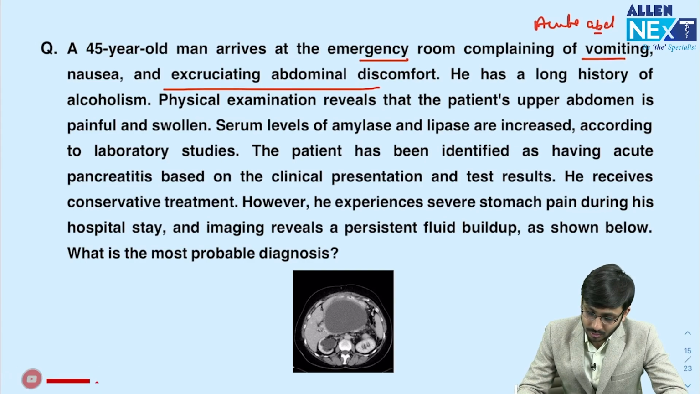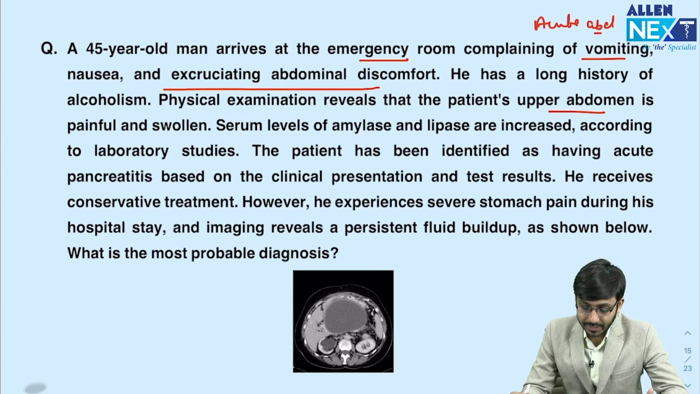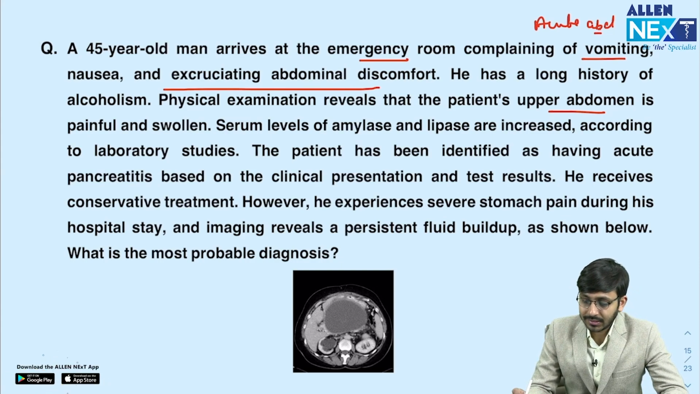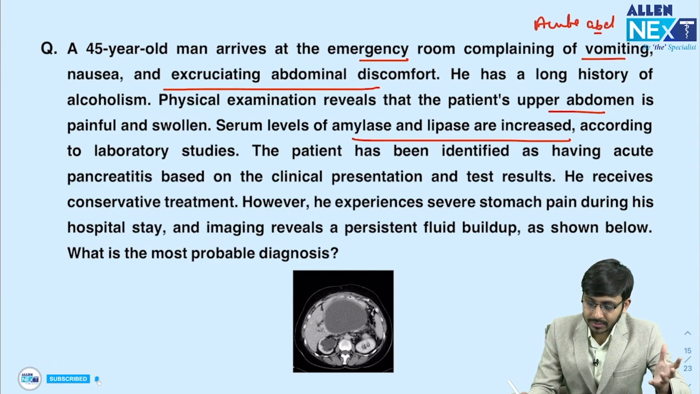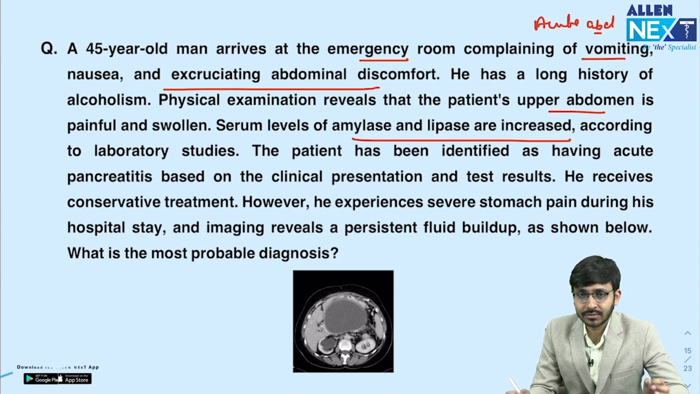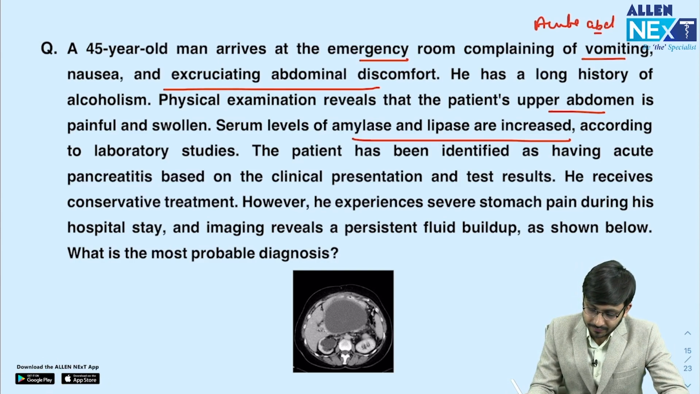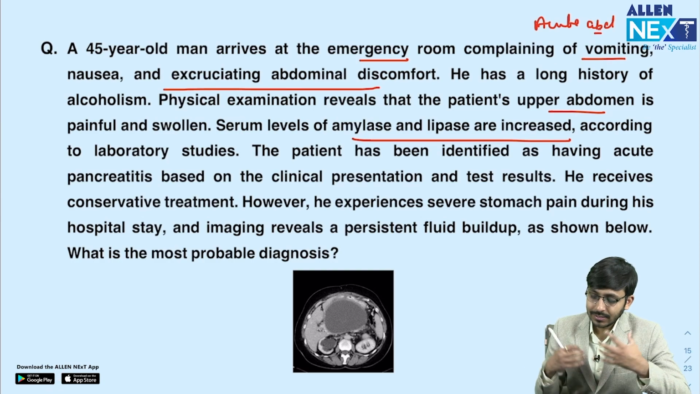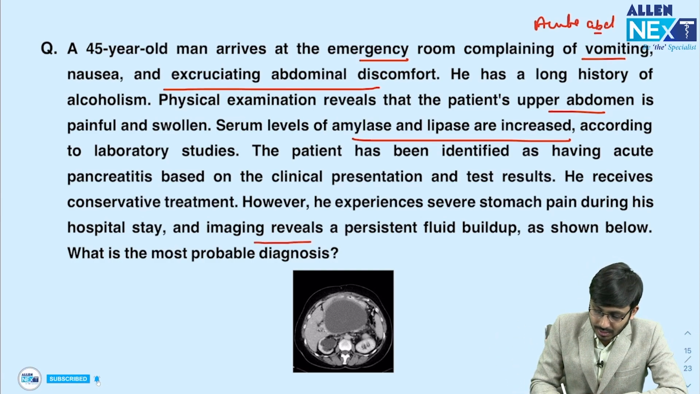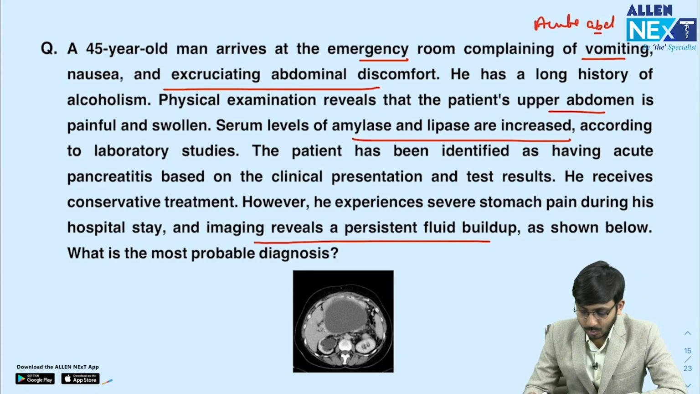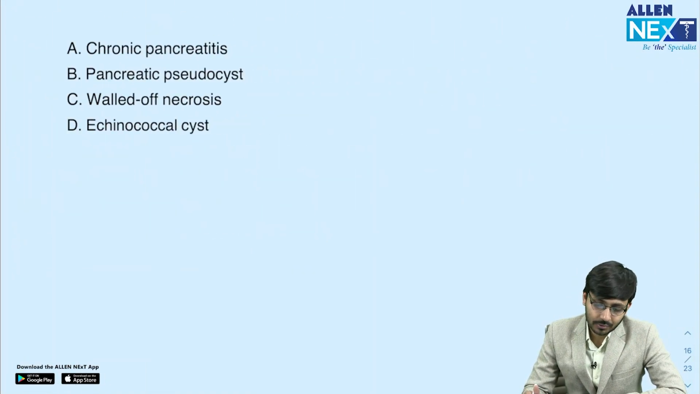He has a long history of alcoholism. Physical examination reveals the patient's upper abdomen is painful and tender. Serum levels of amylase and lipase are increased. So we are talking about acute pancreatitis, and the patient has been identified as having acute pancreatitis based on clinical presentation and test results. He receives conservative treatment, however, he experiences severe stomach pain during his hospital stay, and an imaging was done. Right, so what is the most probable diagnosis here? So these are the following options that are provided to us.